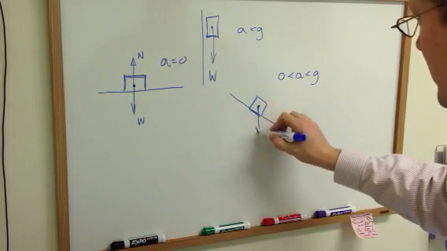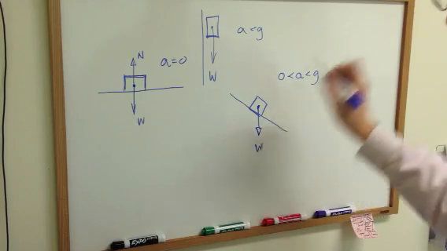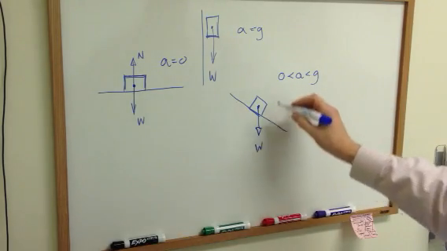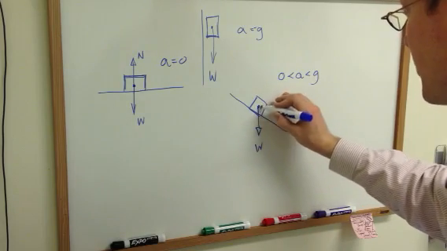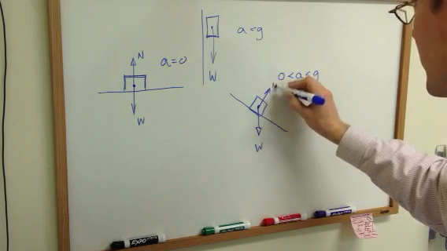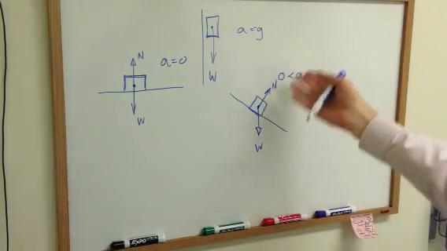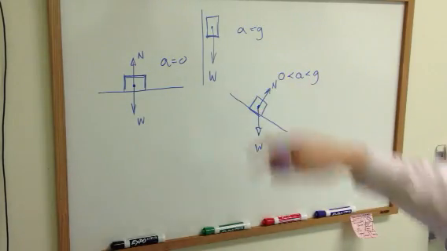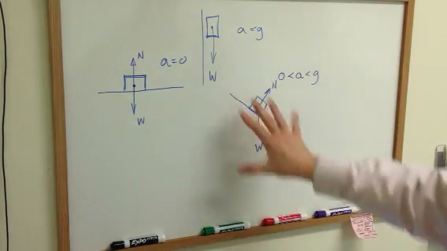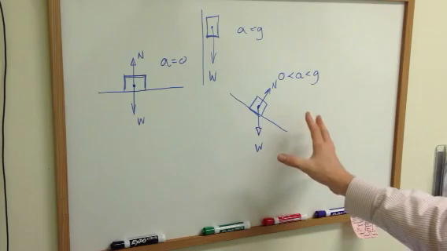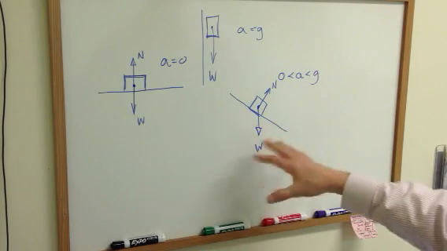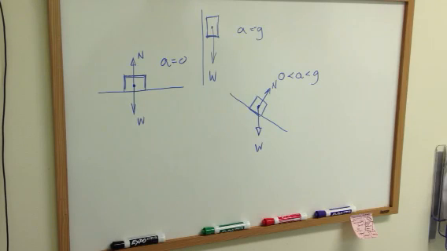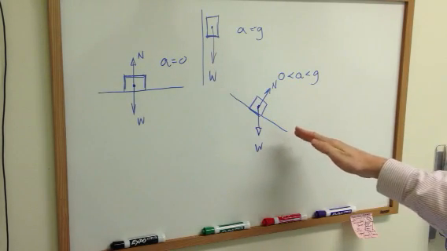The weight is always there, and the lesson that we cannot forget is that N always pushes perpendicular to the surface. So given these, this is now the complication, but this is the standard form. This is our starting position for all problems dealing with objects that are on sloped surfaces.